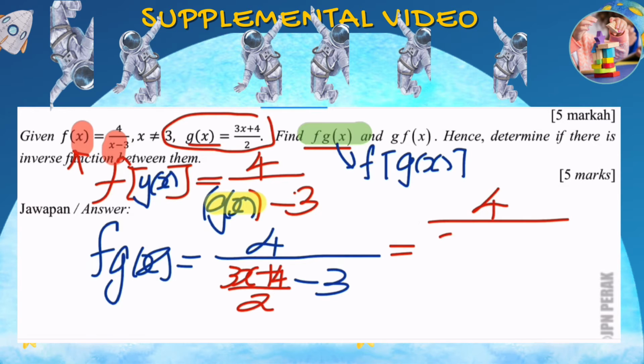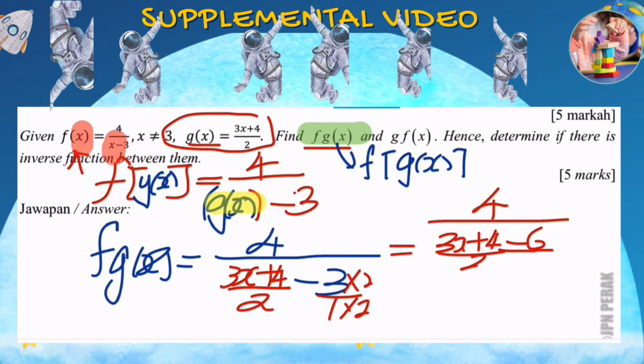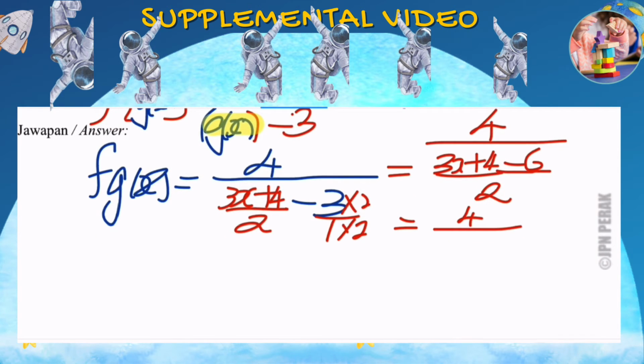Now, how to simplify this? So we have the fraction down there, so we must make sure the denominators are the same. So we have to multiply the 2 by 2 over 2. Then once the denominators are the same, we can join them into one fraction. So we have 4 over (3x plus 4 minus 6). 4 minus 6 is negative 2. So it becomes (3x minus 2) over 2.